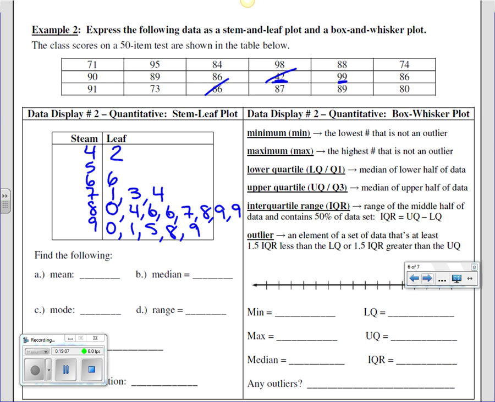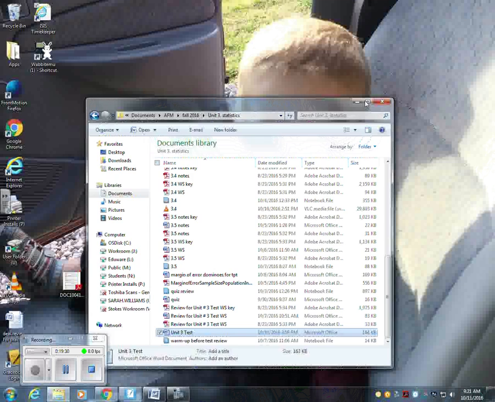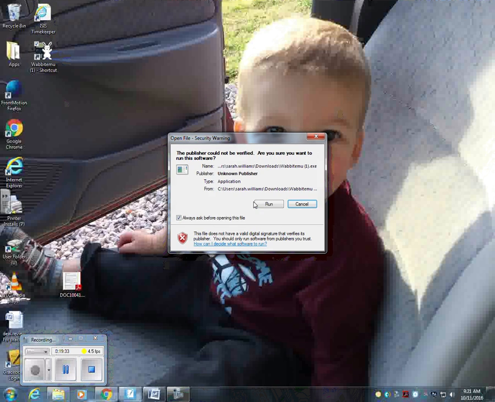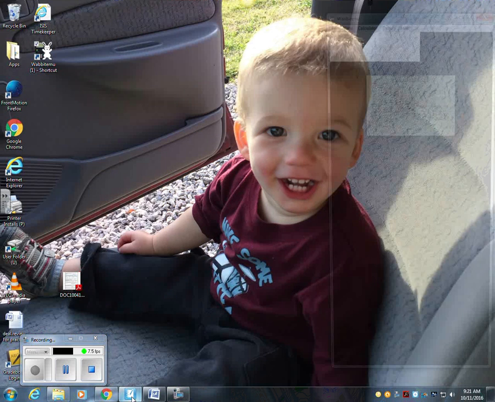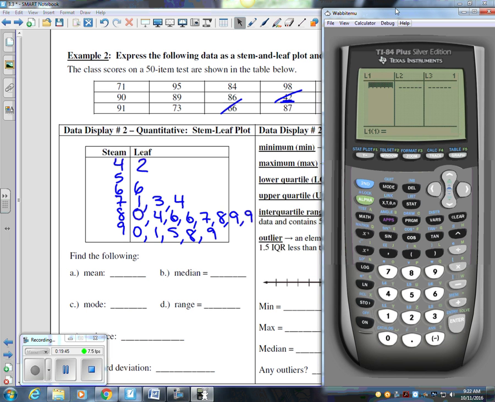All right, so that's how you make a stem and leaf plot. How am I going to get the mean, median, mode, range out of all these numbers? Put them in stats. So let's do that next. Go ahead and get your calculator out. All right, stat, enter.